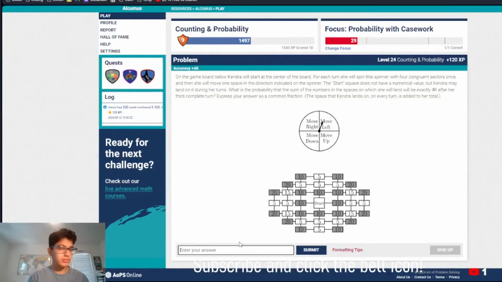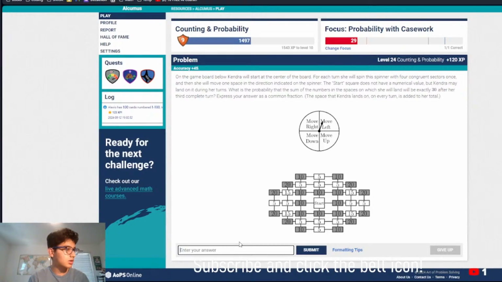Okay. On the game board below, Kendra will start at the center of the board. For each turn, she will spin the spinner with 4 congruent sectors once, and then she will move one space in the direction indicated on the spinner. What is the probability that the sum of the numbers in the spaces on which she lands will be exactly 30 after a third complete turn? So you want a sum of exactly 30 after 3 rolls.